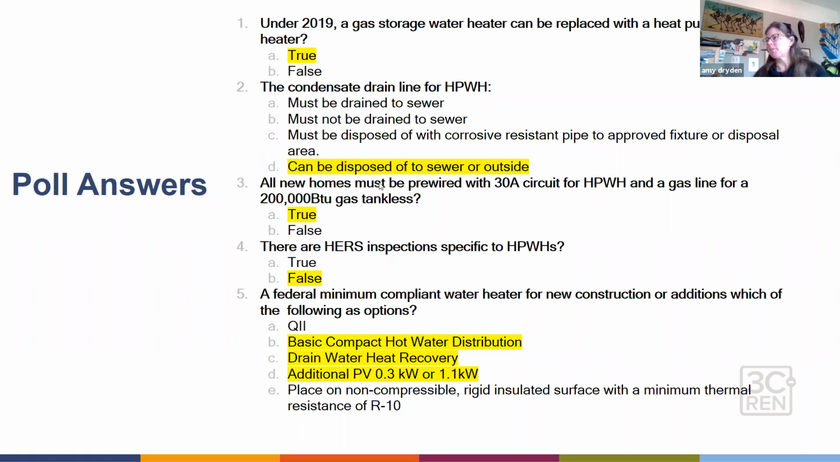All new homes must be pre-wired for a 30 amp circuit for a heat pump water heater and a gas line for a 200,000 BTU gas tankless. Yes, that is true. You may remember, I think it was 2008, or it might have been 2005, when the size of the gas line got changed to ensure it accommodated a 200,000 BTU tankless water heater. That was the push we saw for tankless water heater infrastructure to make it easier to retrofit. And now we've got easier retrofits for heat pump water heaters as well.